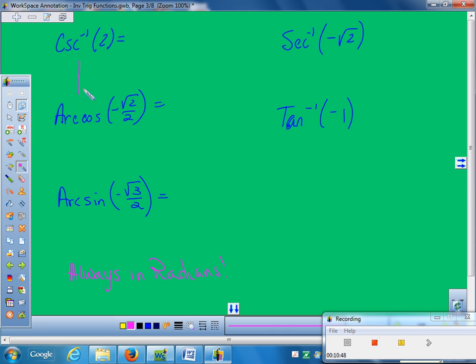Technically, you should be drawing a picture and going, okay, if cosecant equals 2, I mean sine equals what? A half. So where's sine a half in radians? Pi over 6. And since it's a first quadrant angle, your answer is pi over 6.